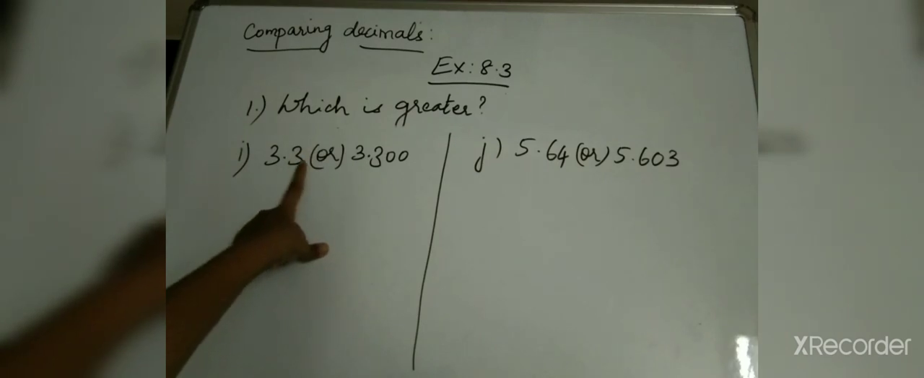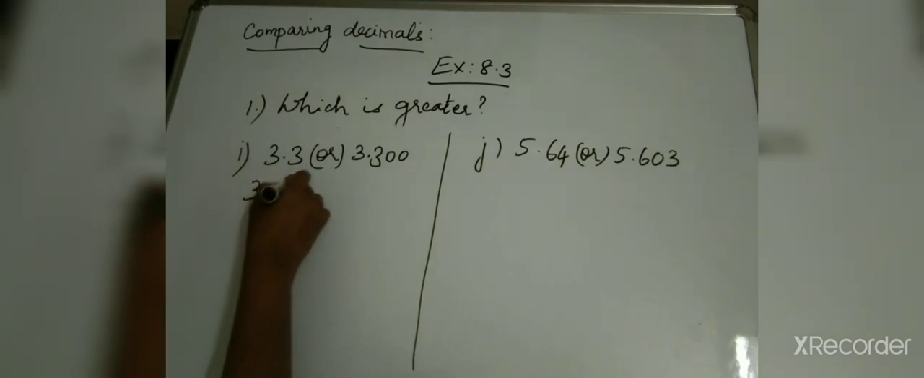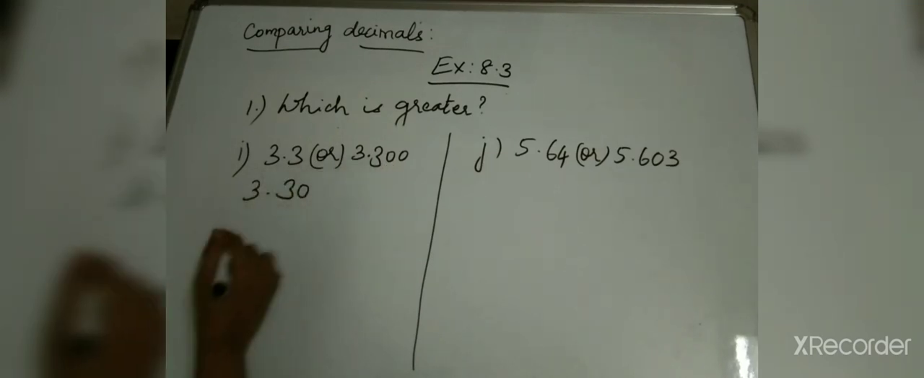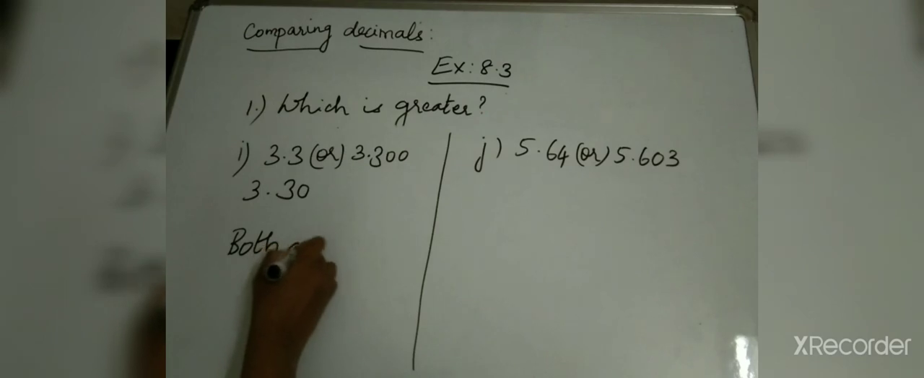Next one, 3.3 or 3.300. So leftmost digit is 3. Okay, both are same. The next digit is also 3 and 3. Okay, and the next digit we have to see. Here only 3.3, that means there is a 0 there. Okay, so 3.30. So that is also same here. Okay, so we can say both are same.